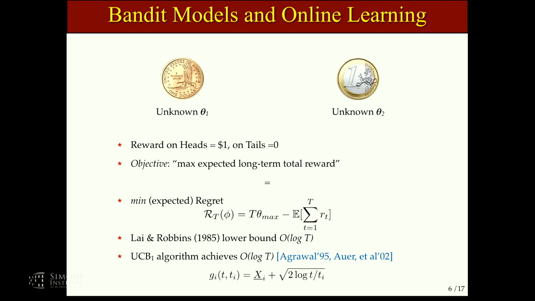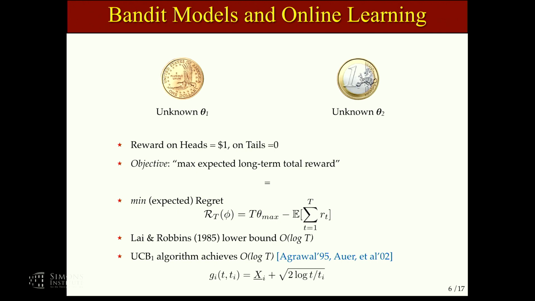So the first term here is, if you knew which of the two coins is better, meaning has a higher bias of heads, then this would be the expected reward that you would get by just playing that coin. And the second would be the expectation of the total reward that you would get under some learning policy π. And the difference of the two is the regret. So the question of what is the policy that will maximize the expected long-term total reward is equivalent to minimizing the expected regret.